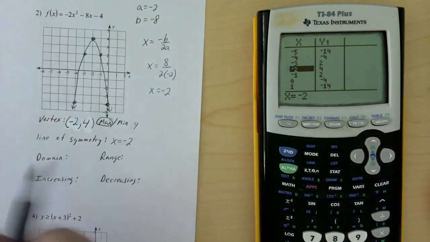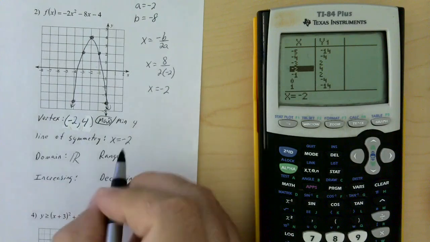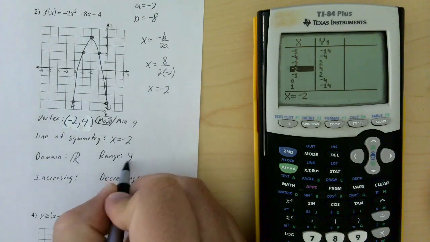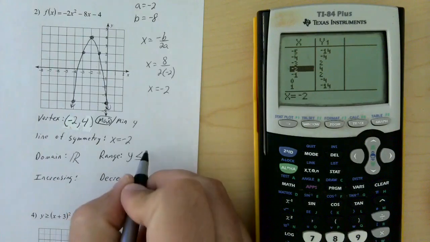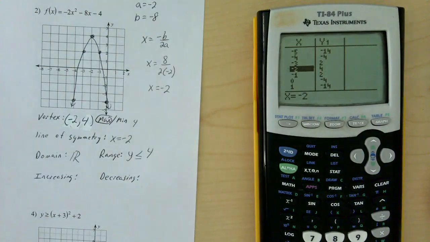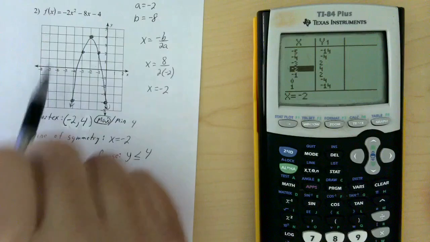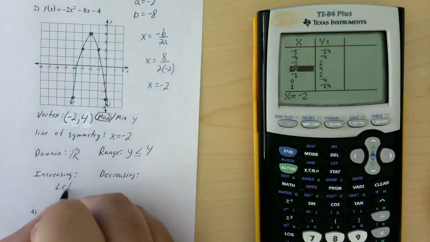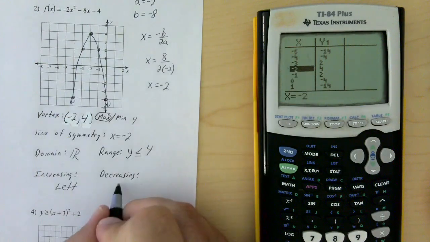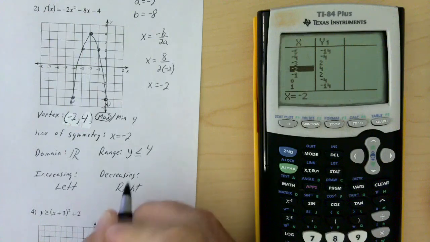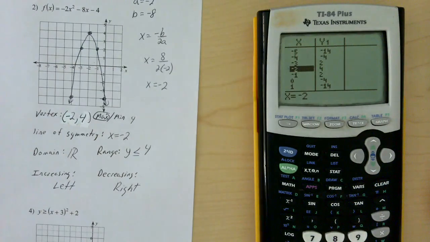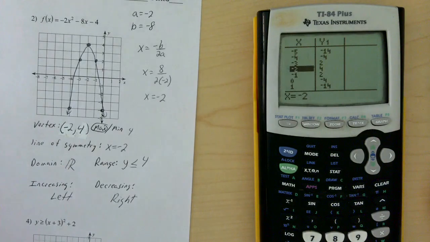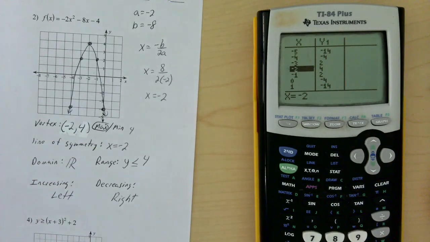Okay, so we know the domain is all reals. We know the range this time is all y values less than or equal to 4. So if 4 is the max, all the other y values are going to be below it. And now I'm going uphill left to right on the left. So I'm increasing on the left, decreasing on the right. Okay, remember, these are going to be worth 10 points each. So again, make sure you're careful, type it in, find the vertex, and it should be very easy to do.